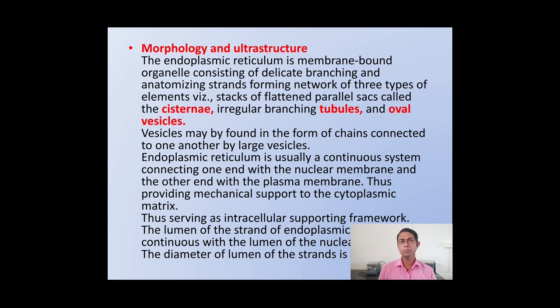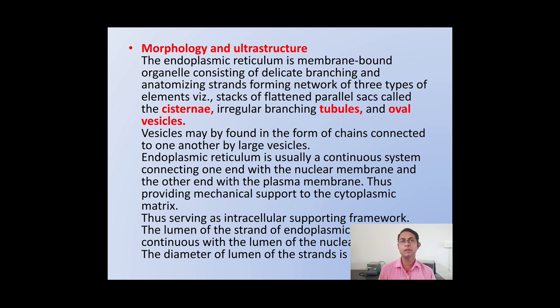This membrane bound organelle is made up of three parts. One is known as cisternae, second is known as tubule, and third is known as vesicles. So these are the three parts which make the endoplasmic reticulum: the cisternae, tubule, and vesicle. These three are common in Golgi complex or Golgi bodies.